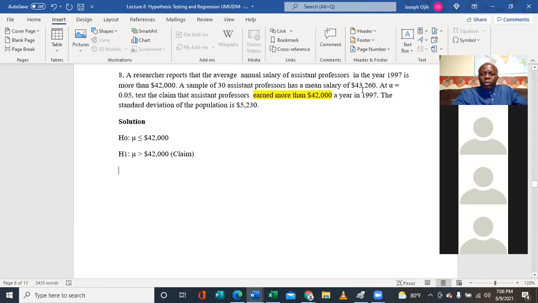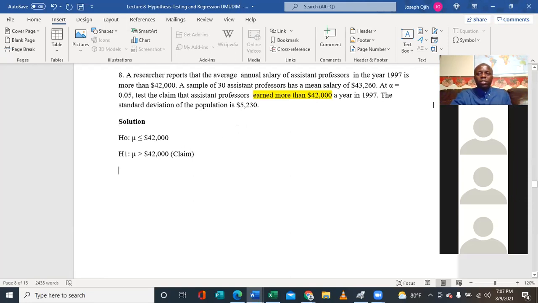Now, somebody will say, okay, the sample mean is 43,000, which is bigger than 42,000, so why are we running the test? Well, remember that 30 is only for 30 assistant professors, only a small sample. And we don't know whether this will be the same for the entire population of assistant professors in America. So because of that, we still need to do the test, especially given that we have the population standard deviation. So to do the test, let us find the critical value first.